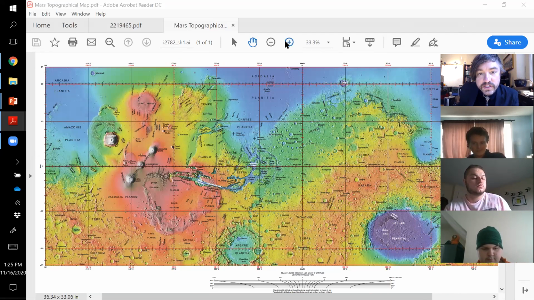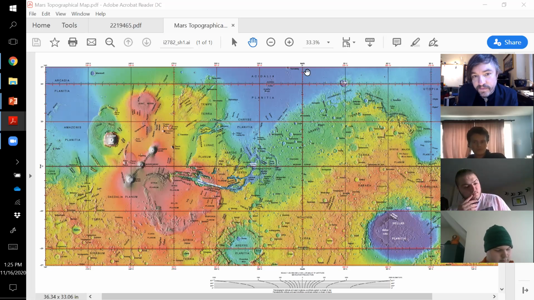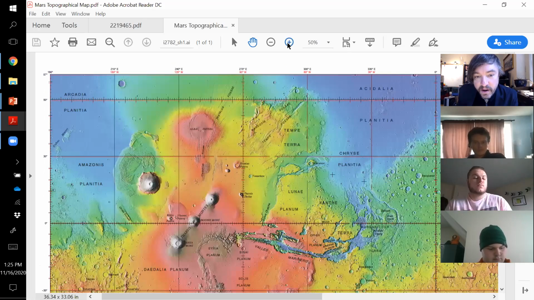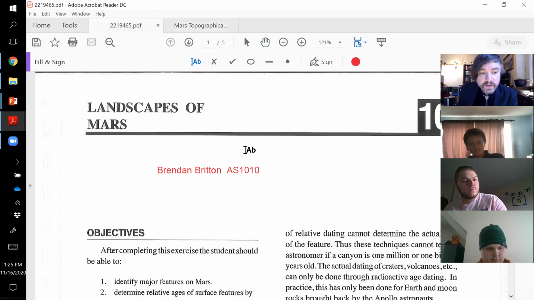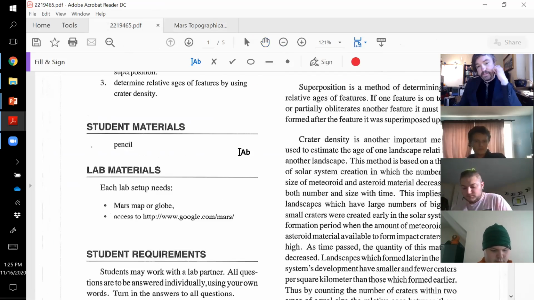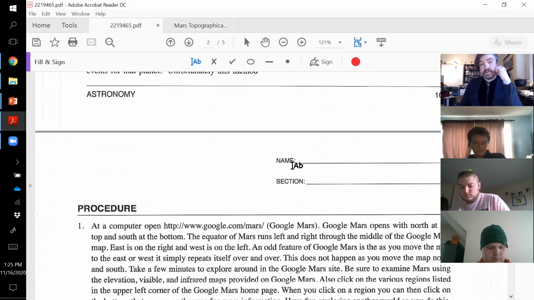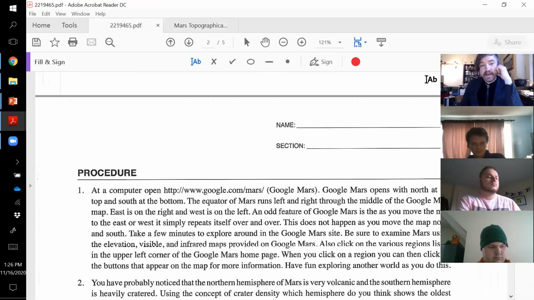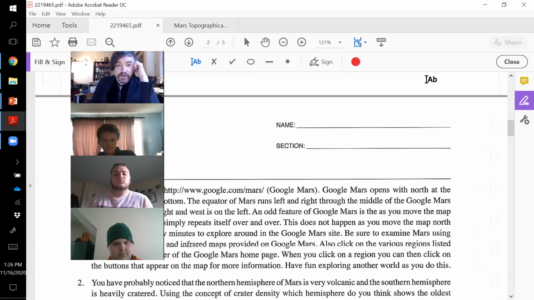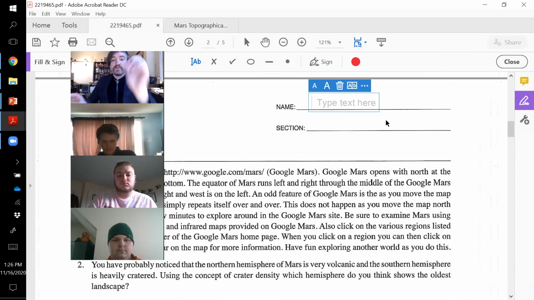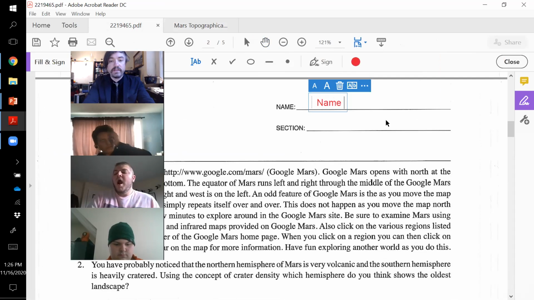So what we're going to do is just like last week where we had a glorified excuse to explore the surface of the moon, this is a glorified excuse to explore the surface of Mars. And we're going to just go through this thing here, and we're going to answer some basic questions about Mars together. We'll write the answers together in a way that we understand the point. So don't forget to put your name at the top, and don't forget to write lab 10.